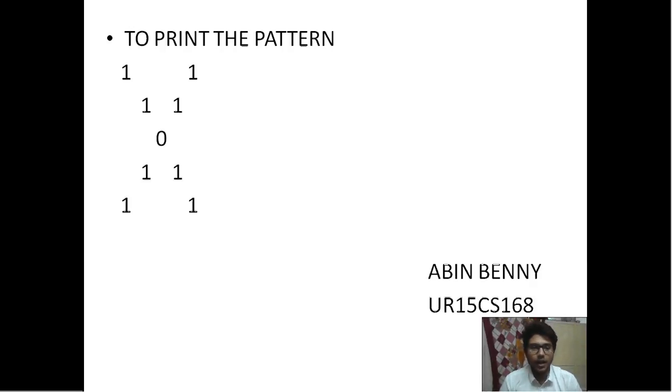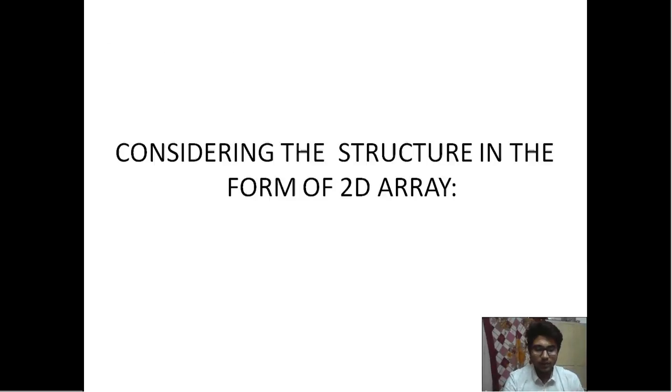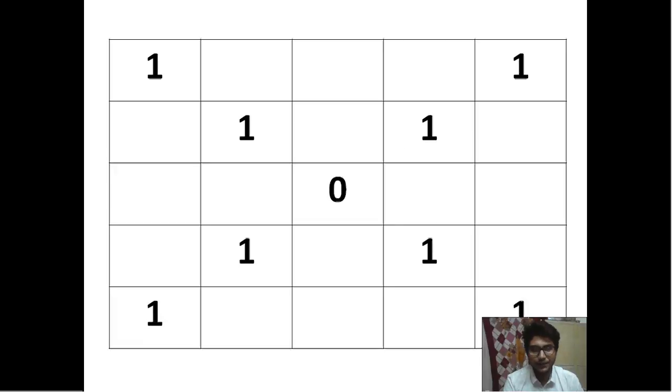So today, I am going to tell you about the pattern to print X using 1 and 0. This is the alphabet you have to print. Considering the structure in the form of a 2D array, it will look like this.